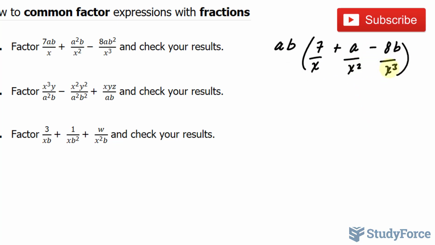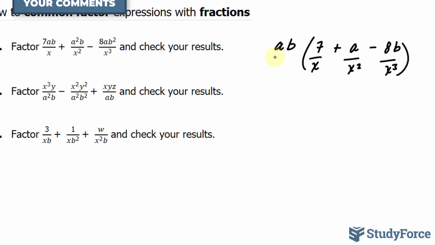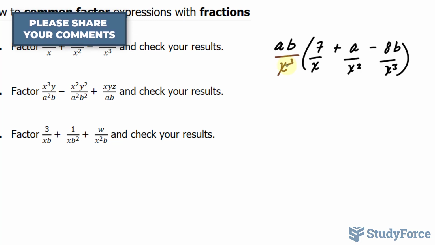We're not done. Now we have to worry about the bottoms, the denominators. Unlike the numerator, factoring out the denominator is different. When we factored out a and b, we looked for the smallest degree in each of these terms. The opposite is true for the denominator. We look at the largest degree. This is x to the power of 1, this is x to the power of 2, and this is x to the power of 3. So I'll factor out x to the power of 3.